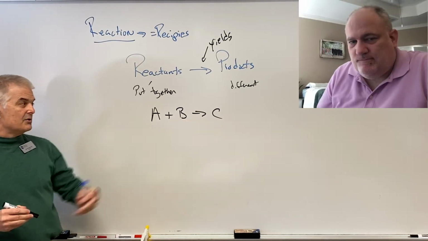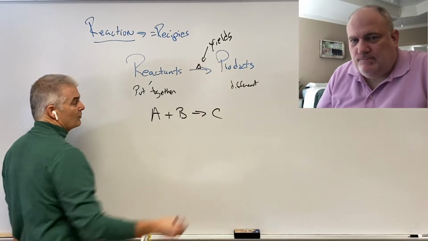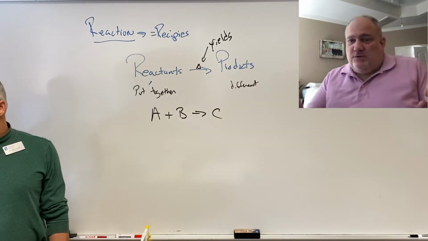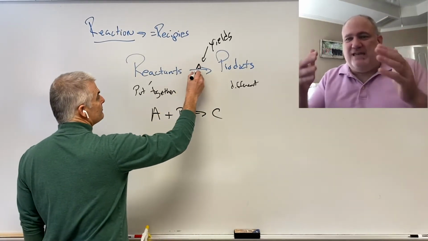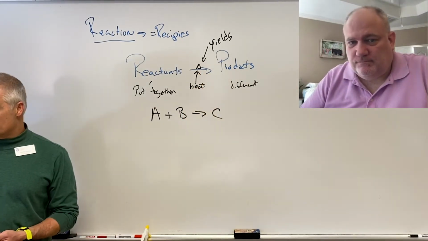Now there's some other things that we should talk about. Sometimes we'll put a little triangle above or below the arrow. What does the triangle mean? That means we're changing the temperature, we're adding heat. So if you see a triangle and it says it's heated, then you put a triangle.